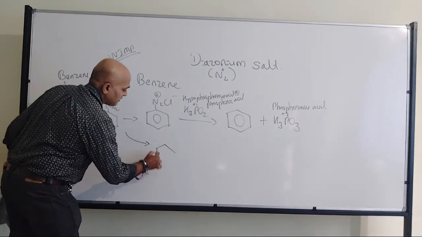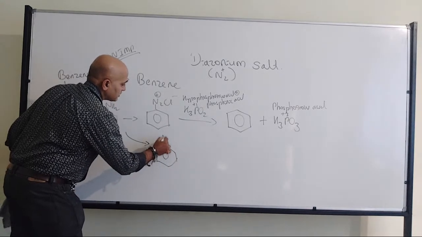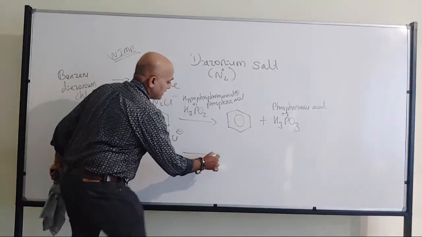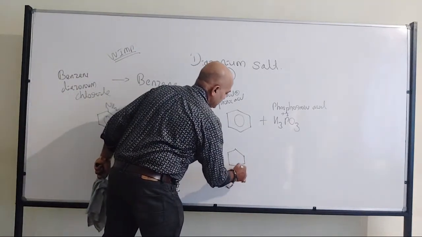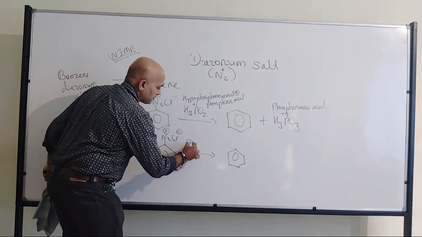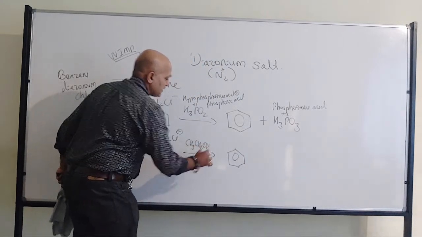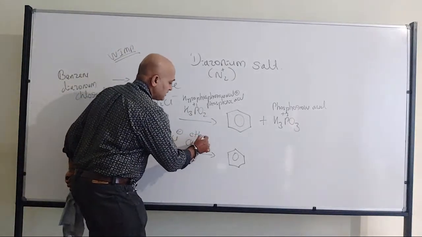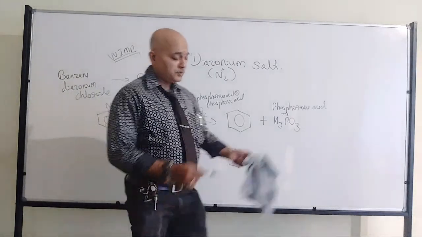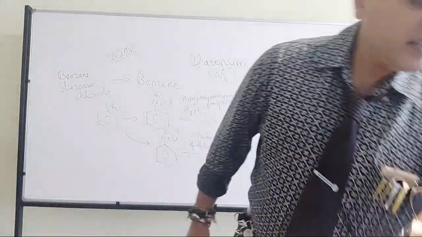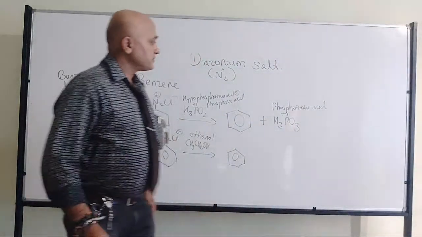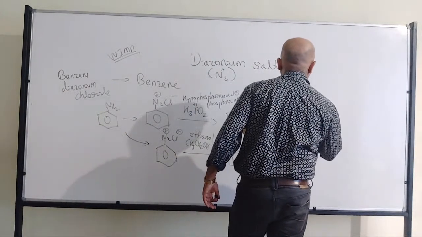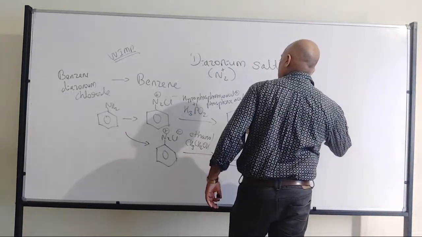Same way we can have another method for conversion of aniline to benzene, but the only thing here is the condition: we are going to use ethanol. Now ethanol will get oxidized. What should be the product? What will happen when ethanol gets oxidized?